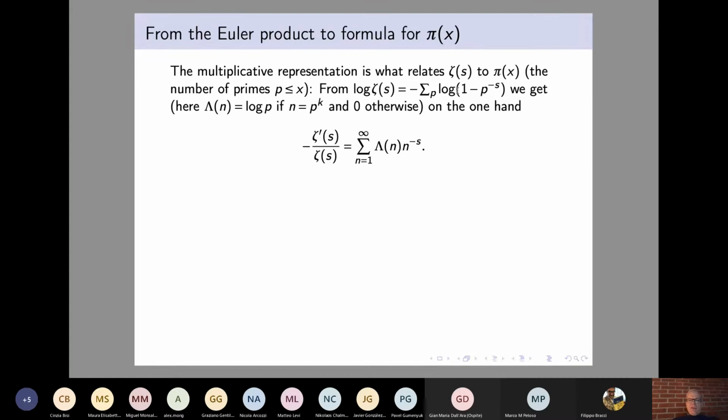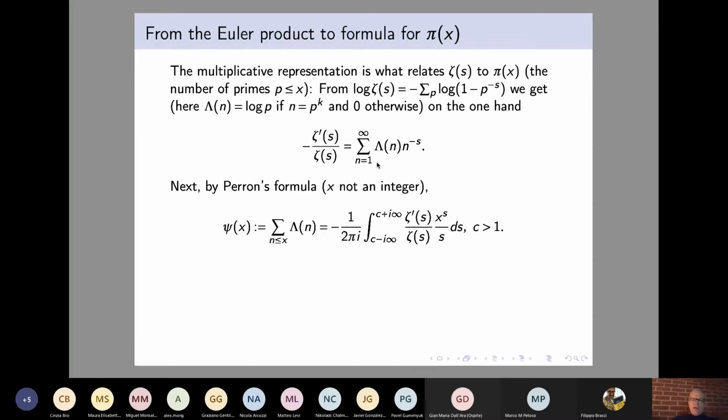So what we do is that we take the logarithm of the product, we get the sum, we take the logarithmic derivative, and we get this expression for the logarithmic derivative of zeta, where the coefficients are lambda of n, known as the von Mangoldt function. So lambda of n is log p if n is a power of a prime and 0 otherwise.